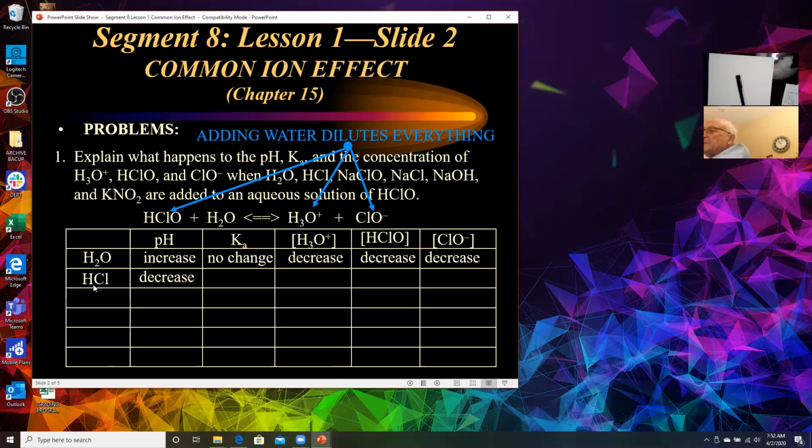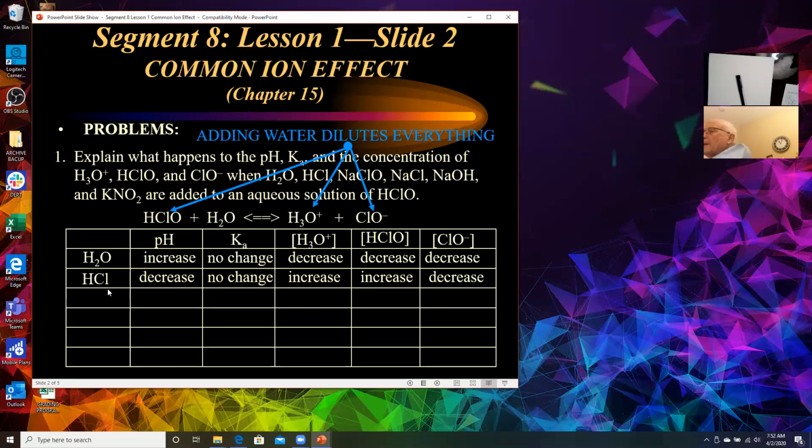Okay, if we add HCl, well, we added a strong mineral acid. So what do you think is going to happen? pH is going to decrease. The Ka is not going to change. We added an acid, so the hydronium ion concentration is going to increase. And now if that concentration increases, what will happen to the equilibrium by Le Chatelier's principle? It would shift left. So this concentration would go down and this one would go up.